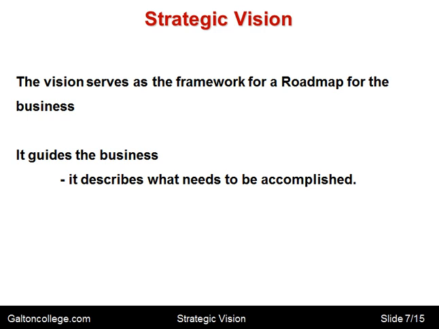It's looking at all the possibilities, all the turnings that the business could take, invest in this or invest in that, or change the product here or change it that way or whatever. So a roadmap is really just a plan showing how the business is going to get to its vision. It guides the business. It describes what needs to be accomplished. So the vision is very important.